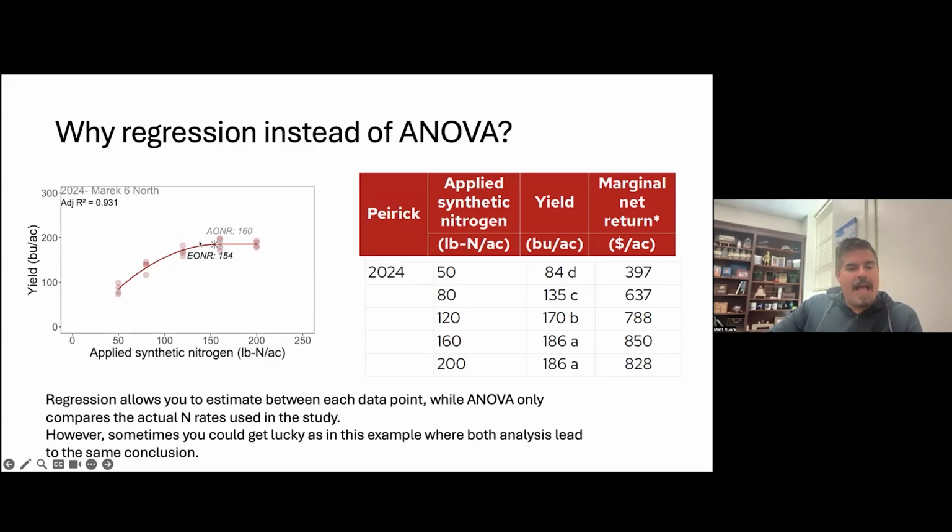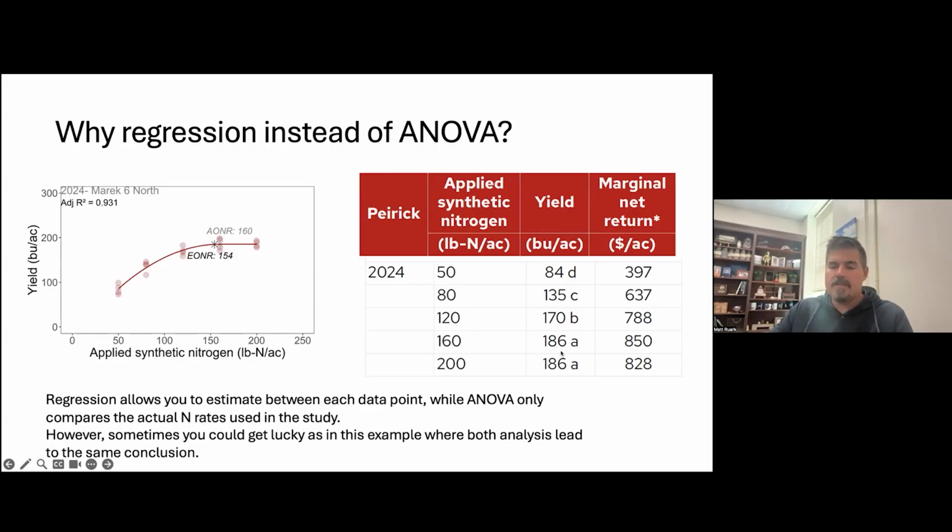The value of having that curve means you can make inferences between all of the exact rates that you put in the study. We have this line, so you can make inferences of where yield would be and what economic return could be at any nitrogen rate. When you're running analysis of variance, you're only interested in the specific nitrogen rates used.